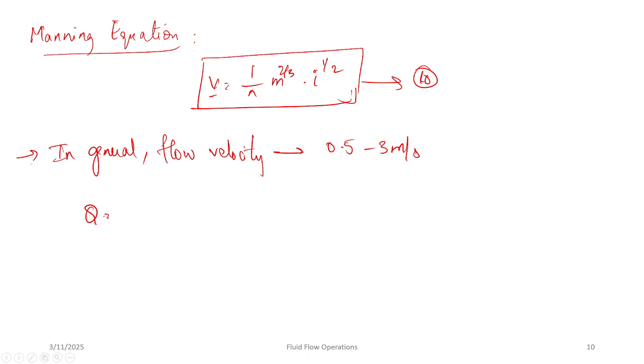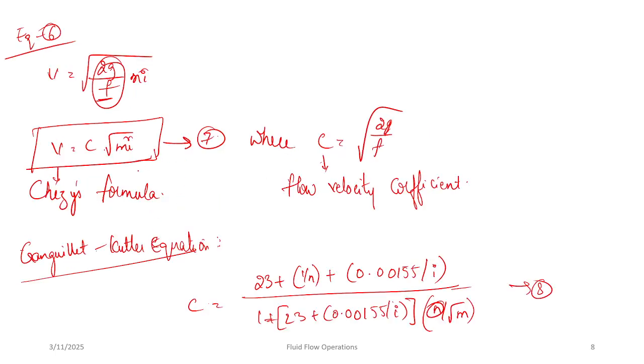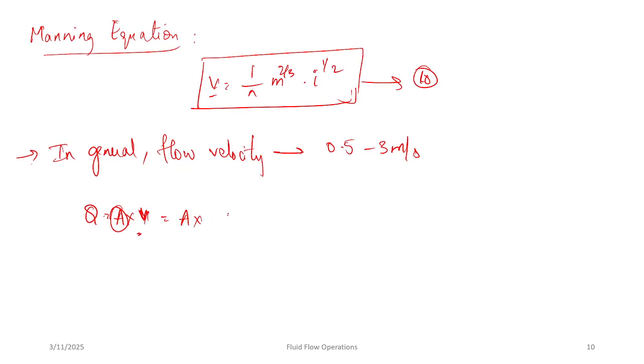Q is equal to density, sorry, area into velocity, right? Yes or no? Okay. So Q is equal to area into velocity. So area of cross section we already know, it is a constant area cross section. So area into, what will be the formula for V? Let's substitute this equation, that is equation number 7. It will become C into square root of mI.